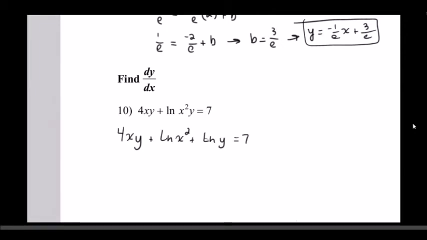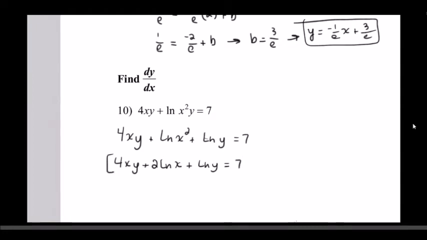So this natural log got split into those two natural logs. Okay, and we can take this 2 and move it down in front, so 4xy plus 2 natural log of x plus natural log of y equals 7.